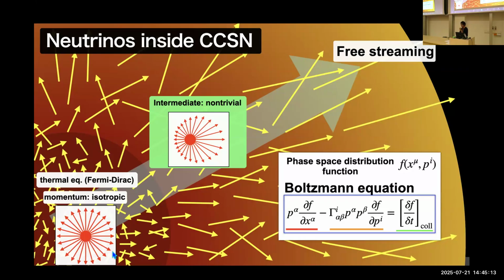The treatment of neutrinos in these two limits is simple, but the intermediate region can have a non-trivial angular distribution like this. In that case, the Boltzmann equation for the phase space distribution function needs to be solved, as the previous presenter has already explained.